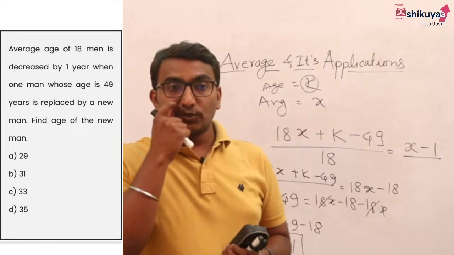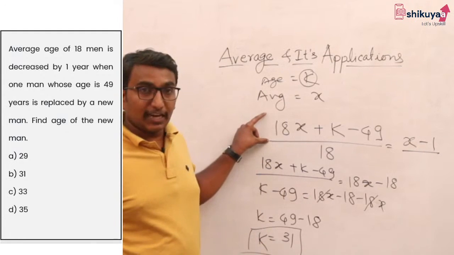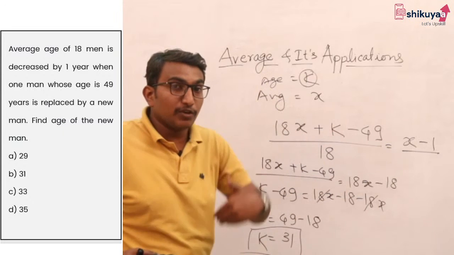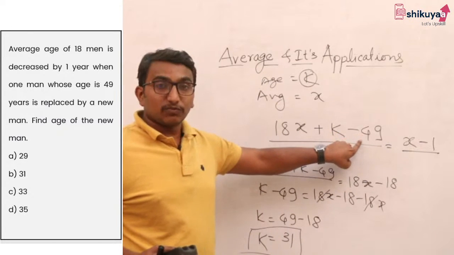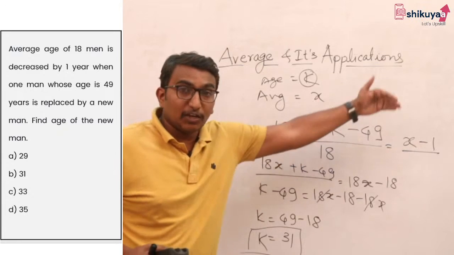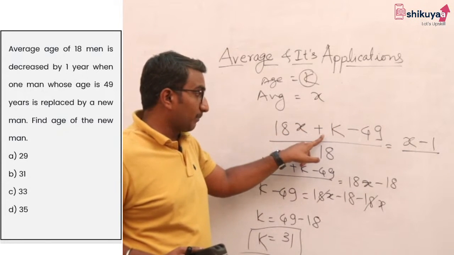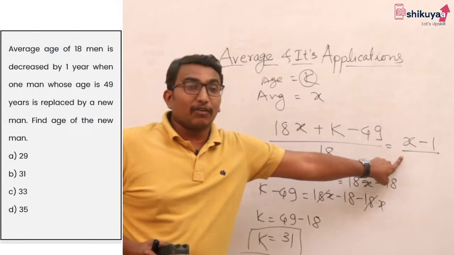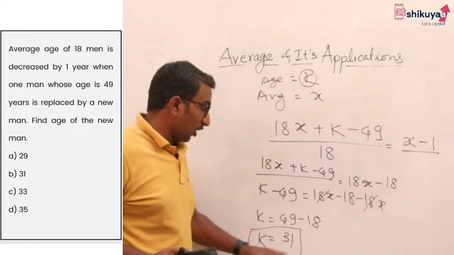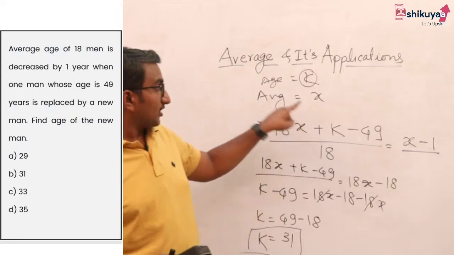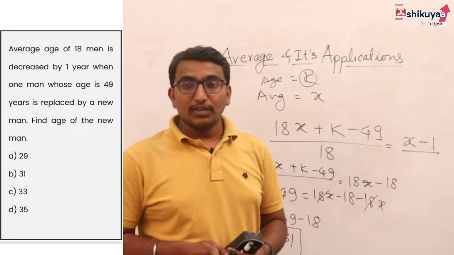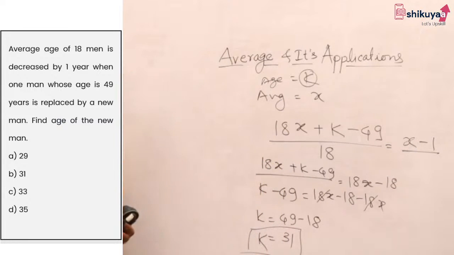I hope you all have understood this. I will explain this equation once again. 18x is for average into n, plus k is for the person who is replacing the earlier person whose age is 49. This person is leaving the group, this person is entering the group, that is why it is plus k, and minus 49 divided by 18. The average is reducing by 1, so that is why it is x minus 1. If you solve it further, you will get the value of k, which is the age of that new person, which came to be 31. I hope you all have understood. Just type 1 if you all have understood this, so that we can go ahead to the next problem.